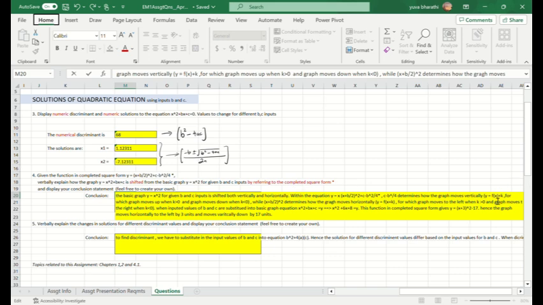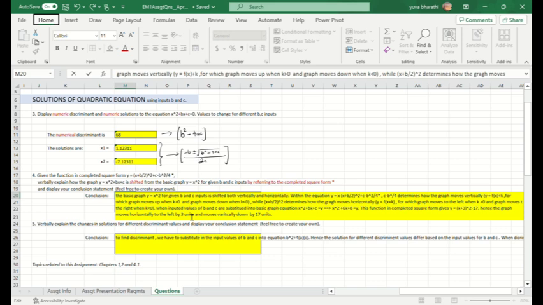To explain that, you can use the equation y is equal to f(x) plus k, where if k is greater than 0, the graph will move up, and if k is lesser than 0, the graph will move down. And then within the completed square form, x plus b over 2 to the power of 2 determines how the graph moves horizontally, which can be explained with the equation y is equal to f(x plus k), in which when k is greater than 0, the graph moves to the left, and when it's lesser than 0, it moves to the right.